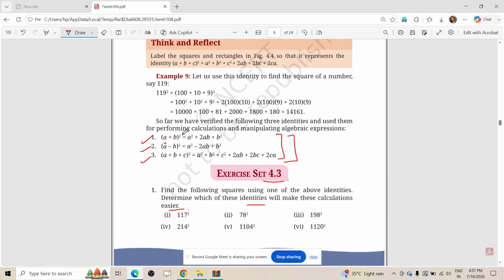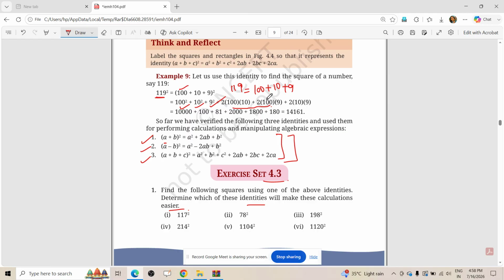Let us take an example here. We have 119 whole squared. How will we calculate 119 squared? We will break 119 into three parts: 100 plus 10, that is 110, and plus 9, that is 119. Then it becomes easier to solve. We can easily do 100 squared, 10 squared, and 9 squared, and we can easily calculate all these things. So we just need to make our calculation easier.